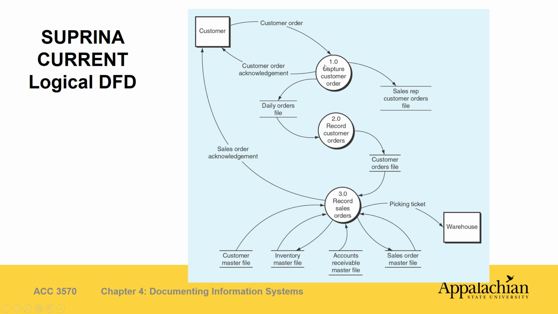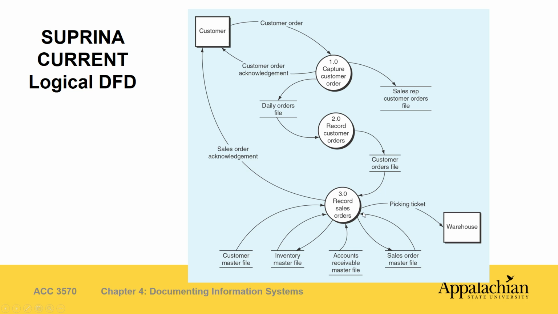So you start with customer order, customer acknowledges the order. Notice these are verbs: capture customer order, sales rep customer orders file goes into the sales clerk's file. You've got the daily orders file, which is the batch file being sent to the main computer at the office, records customers' orders, goes into the customer order data store. That customer order data store goes into record sales orders in the system, which is the logical flow of this data through the system. And then you've got the updates to these data stores.